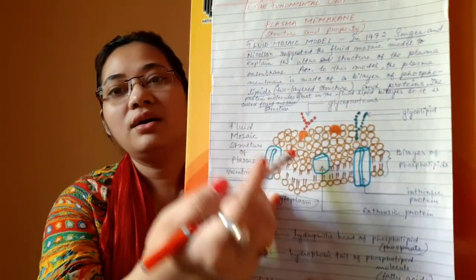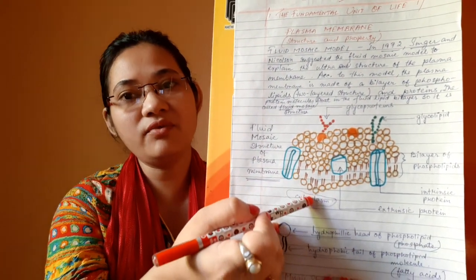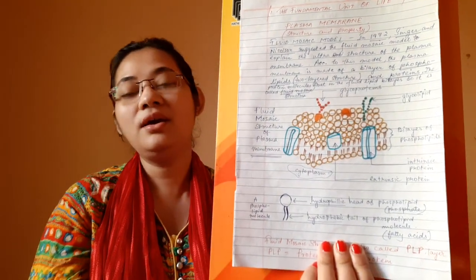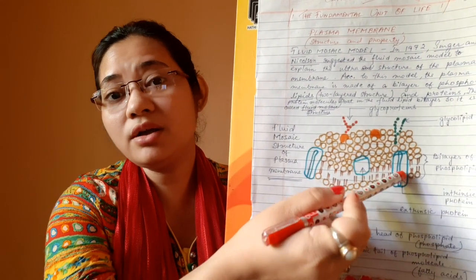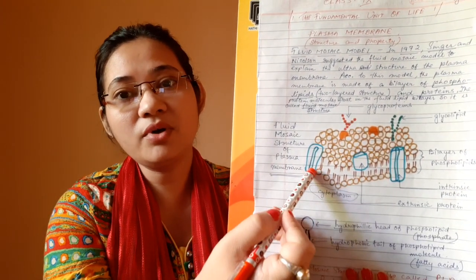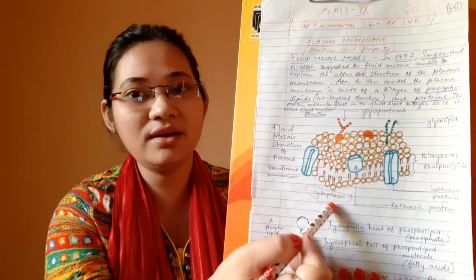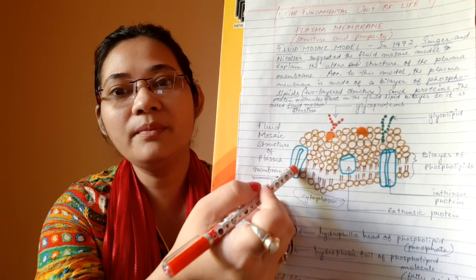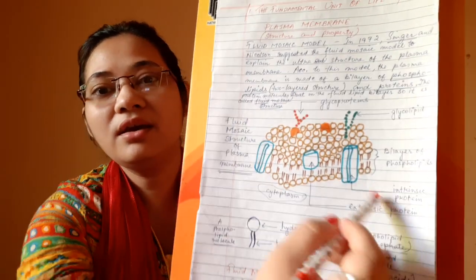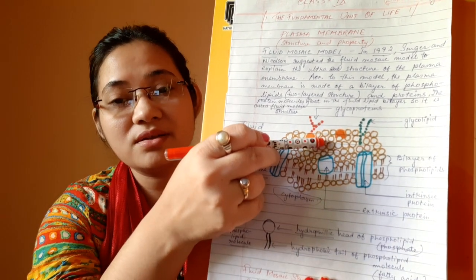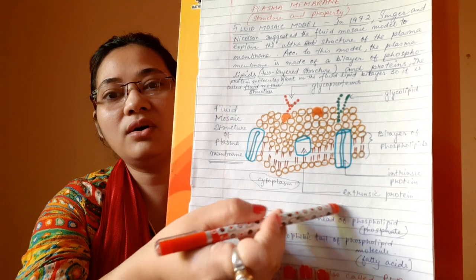Got it? Now these phospholipid molecules are present in such a way that the tails are close to each other and the heads are away from each other. Some protein molecules are present in between them. These protein molecules extend from the outer surface to the inner surface, so they are called intrinsic proteins. Whereas some proteins which lie on the outside surface are called extrinsic proteins.